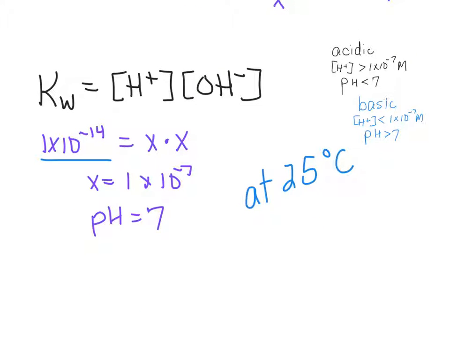Because an acidic solution has more H plus present than OH minus, at 25 degrees Celsius, we have an acidic solution with an H plus greater than 1 times 10 to the negative 7th molar, which gives us a pH of less than 7. And a basic solution at 25 degrees Celsius will have less H plus and a pH greater than 7.